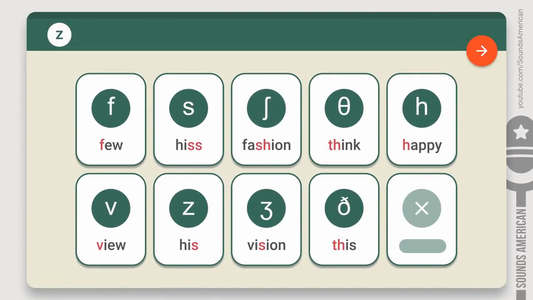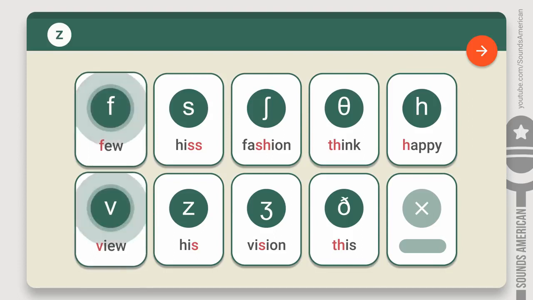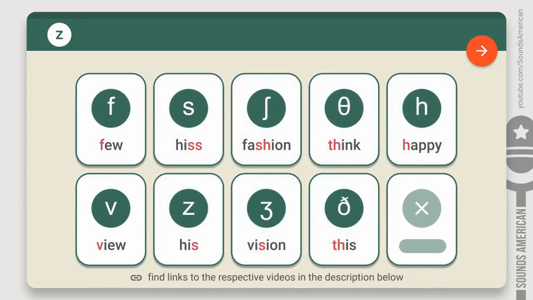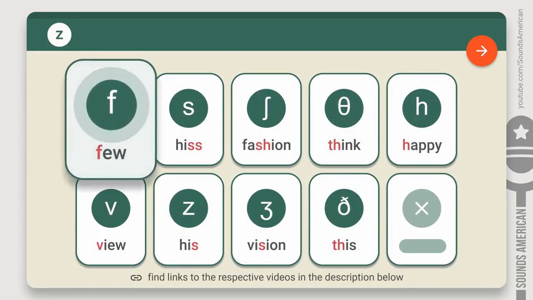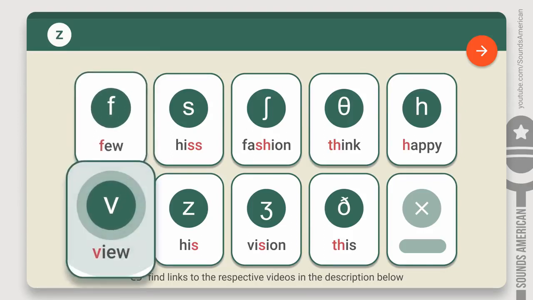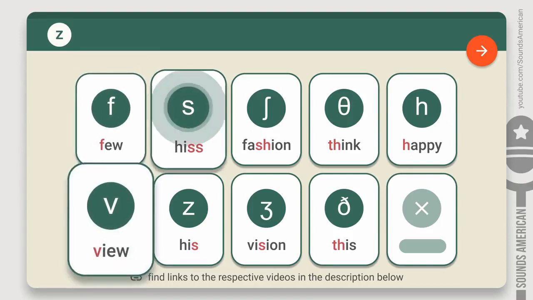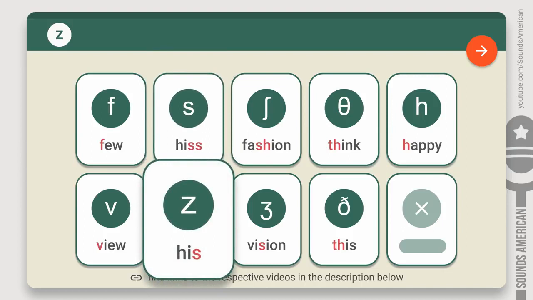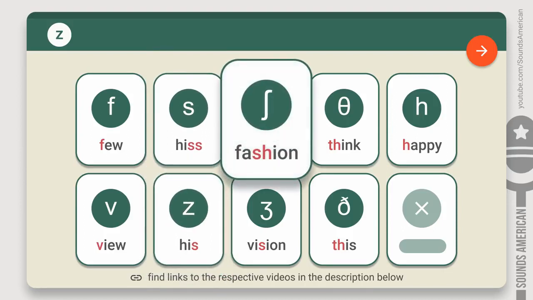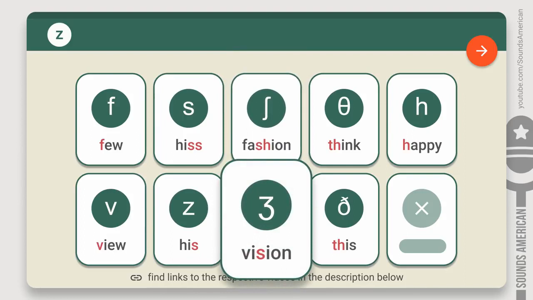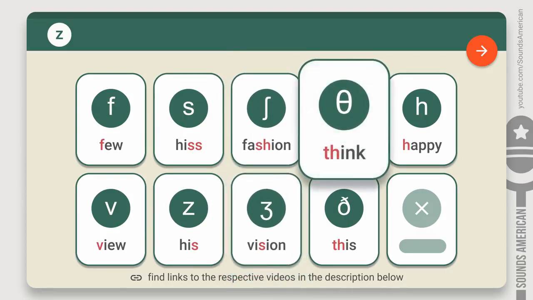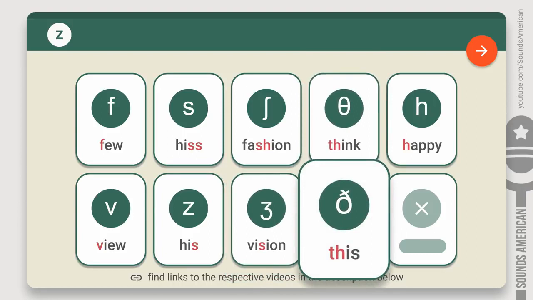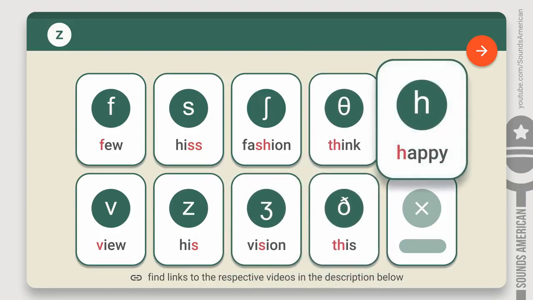The Z belongs to a category of consonant sounds called the fricatives. This is the largest group of consonants in American English. It consists of 9 different sounds. Take a look. F as in few, V as in view, S as in hiss, Z as in his, Sh as in fashion, Zh as in vision, Th as in think, Th as in this, and H as in happy.